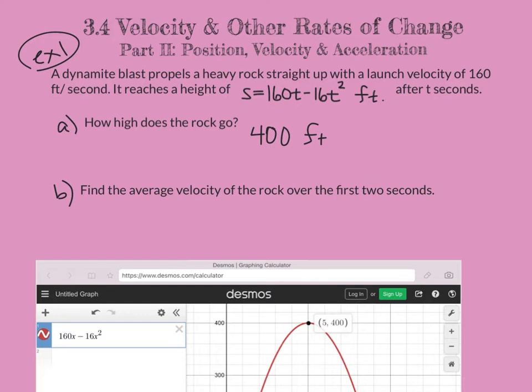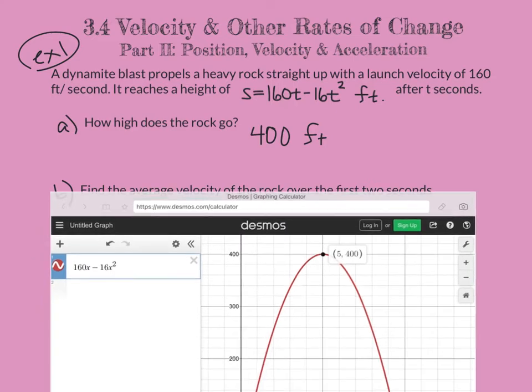In part B, we're asked to find the average velocity of the rock over the first 2 seconds. Now, average versus instantaneous is something we've already talked about. Average is not really a calculus idea. It's a pre-calculus idea, more like an Algebra 1 idea. And we've already discovered that velocity is the change in position. So in order to find the average velocity, we need to figure out the change in position over the first 2 seconds. In order to find this change, we can again look at the graph.